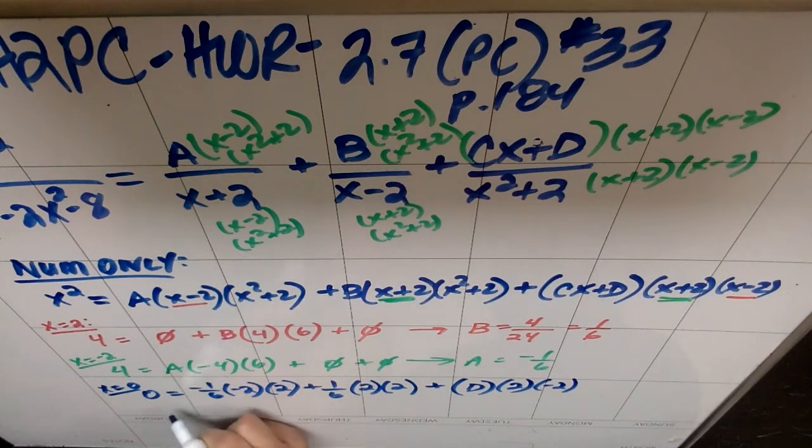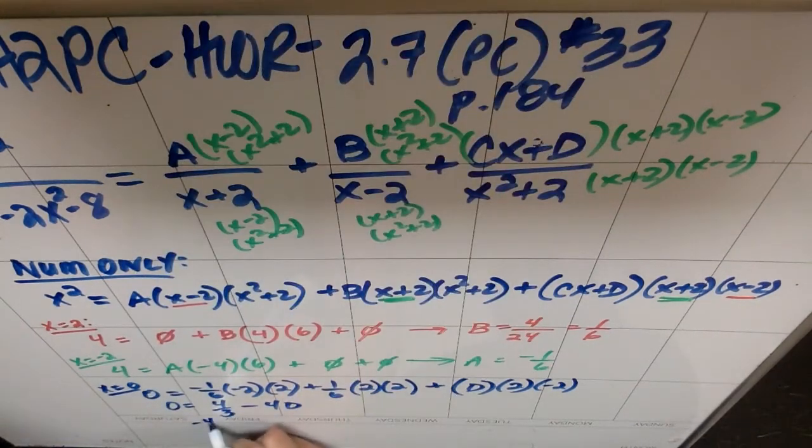So when I clean all this up, I end up getting 0 equals, well, this would end up being a 4/6 that's positive, and this is also a 4/6 that's positive, right? So essentially I'm going to end up getting 8/6, or 4/3, right, minus 4d, right? And so it seems to me that when I move the negative 4/3 over, right, I get negative 4d, and when I divide by negative 4, I seem to get that d is 1/3.